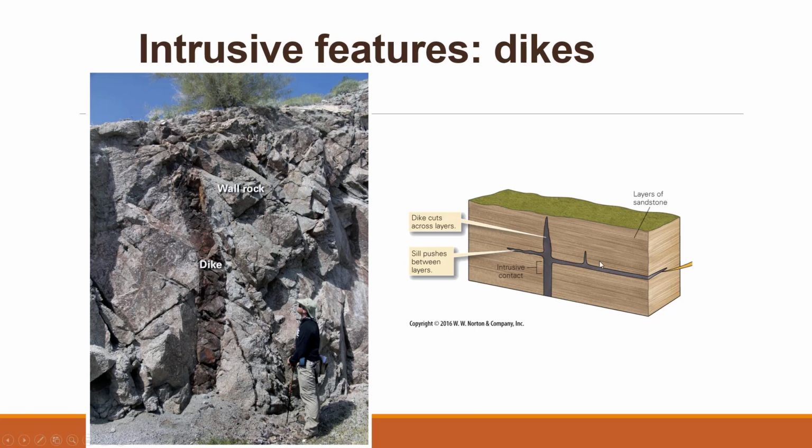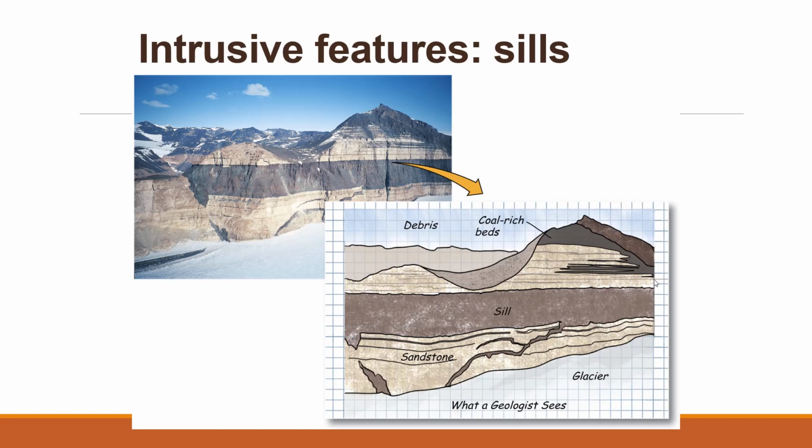They can also then spread out sideways and become what's called a sill. So a dike will be vertical, a sill will be horizontal. So sills are igneous material that has pushed between layers. So dikes go across layers, sills will go between layers.